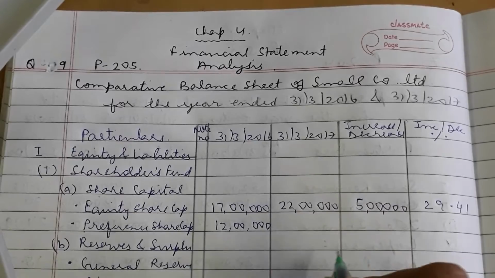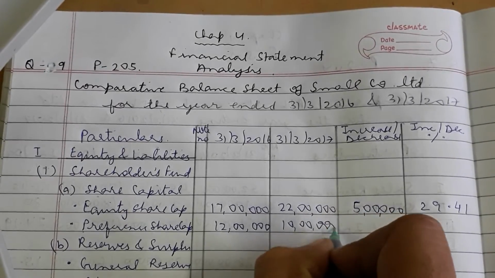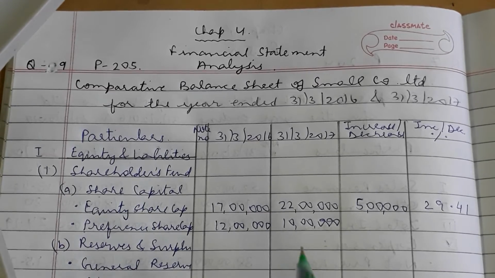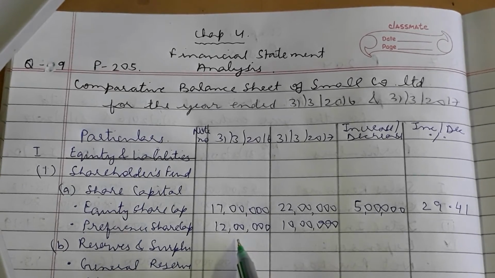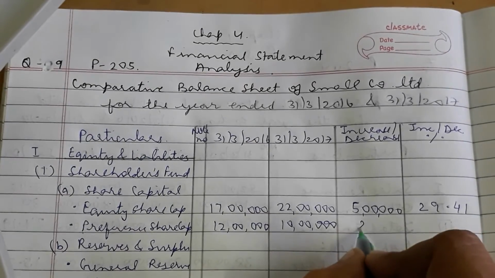Preference share capital. Preference share capital is given as 12 lakh for 2016 and 10 lakh for 2017. So here 2016 it is 12 lakh and then 10 lakh. So a decrease of 2 lakh.